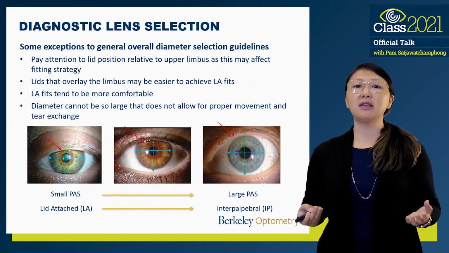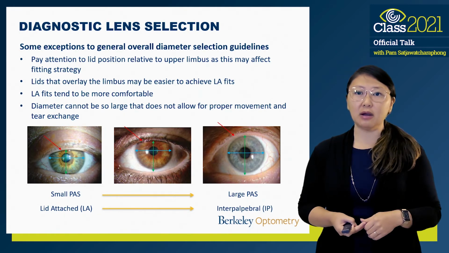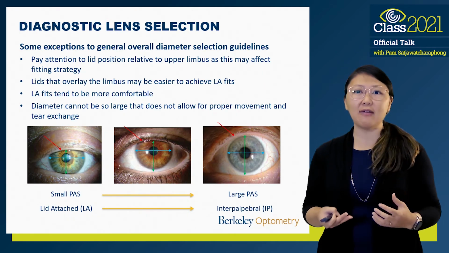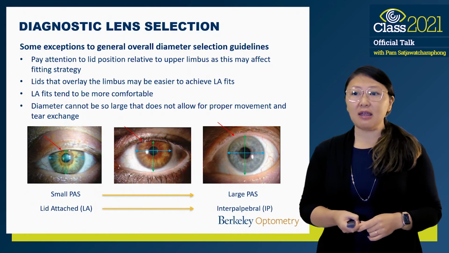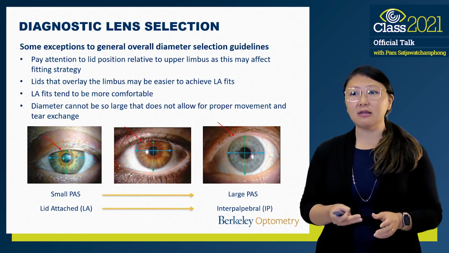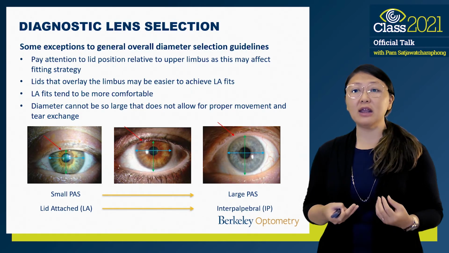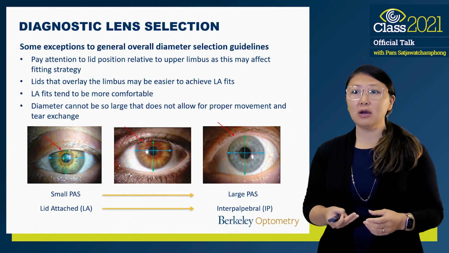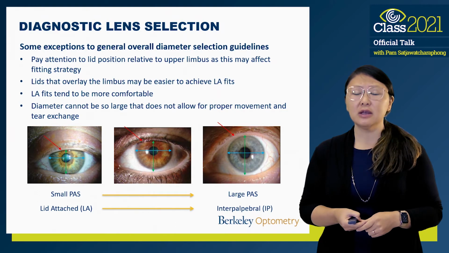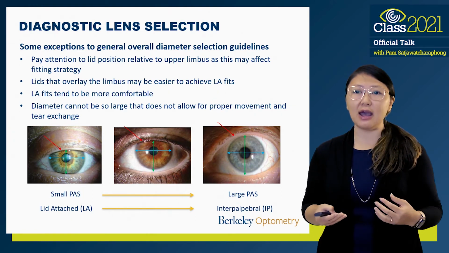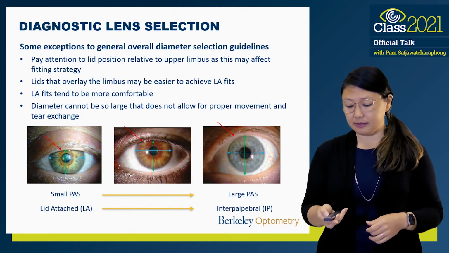And you may think, well, why don't I just keep making the lens larger so that it's both lid attached and over the pupil? Well, the last point on here explains that you can't have a diameter that is so big that you don't have proper movement or tear exchange. So in this case, with that large palpebral aperture size on the right-hand side, I opt for a smaller diameter GP, which would give me an interpalpebral fit. Because if I go too large and the lid starts picking the lens up, you may not have a stable centration of the optics. So you have to kind of balance those two things. Look at not only corneal diameter, but also look at lid position and decide what will be the best strategy.